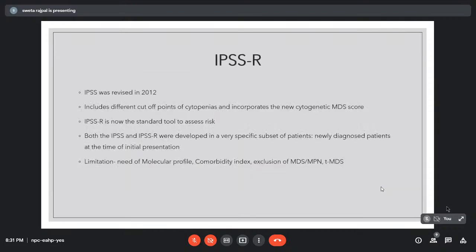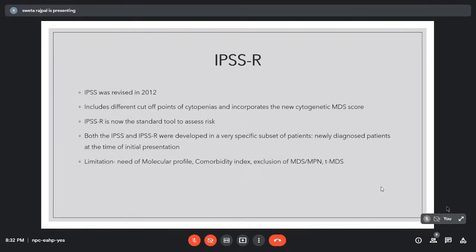Then came the 2012 revision of IPSS, where they gave more importance to cytogenetics. They gave more cytogenetic data and have different cutoff points for cytopenias. So now this is the standard tool for assessing risk in MDS, and both these criteria are commonly used in newly diagnosed patients at the time of initial presentation.